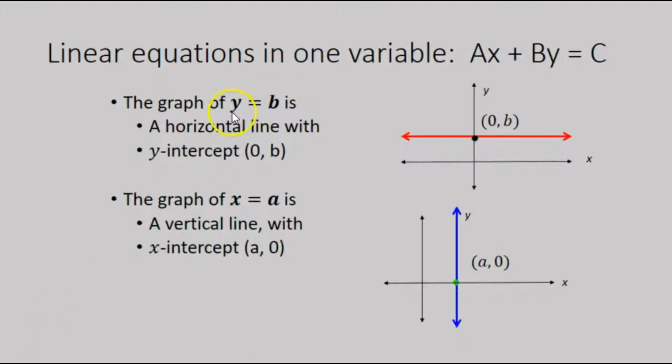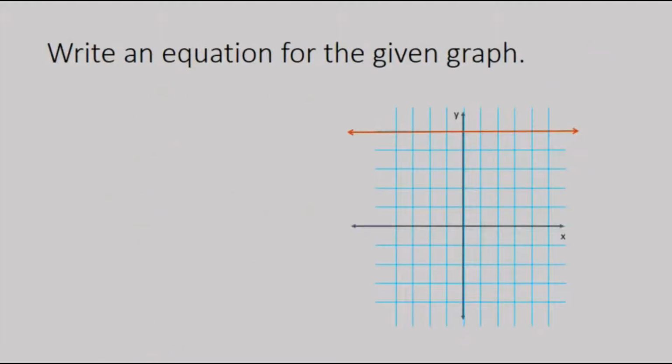So to summarize here, when the x term has been eliminated because a is equal to 0, and we have a linear equation that is y equal to a constant, it will always graph into a horizontal line. When the coefficient on the y term is 0, the result is an equation like x equal 4, which is a vertical line. Let's see if we can use these relationships to write an equation for some examples here.